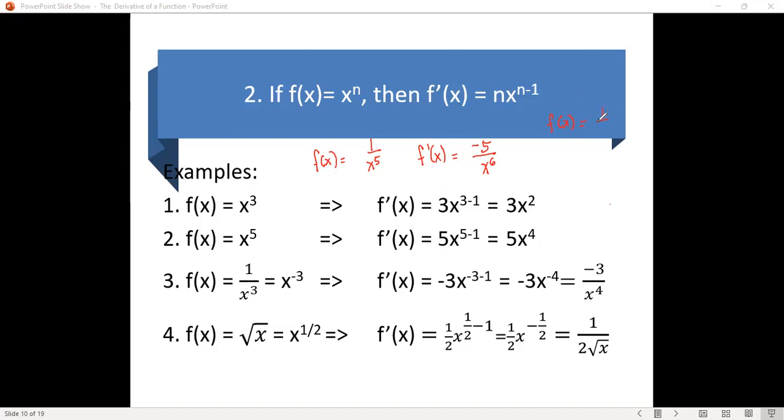If you have 1 over x to the n, then your f prime of x is going to be negative n over x to the n plus 1. Right? The exponent will increase by 1. If your f of x is square root of x, then your f prime of x is going to be 1 over 2 square root of x. So please take note of these two special cases, guys. The case when you have 1 over x to the n, and the case when you have square root of x. I'm giving you permission to take a screenshot of this particular slide.